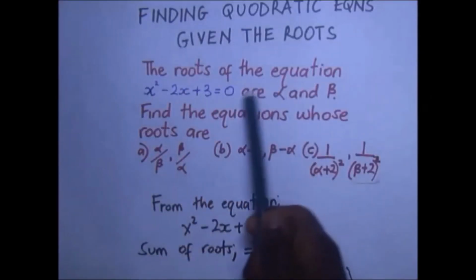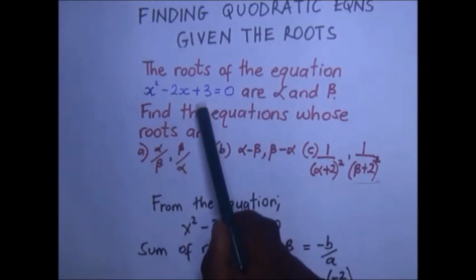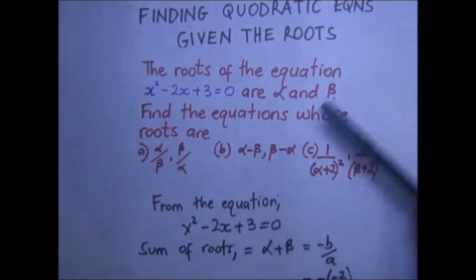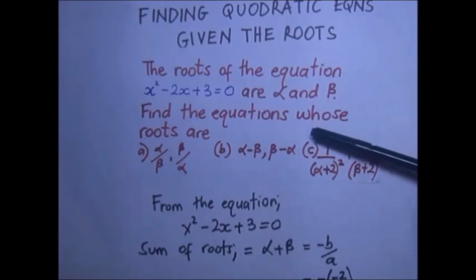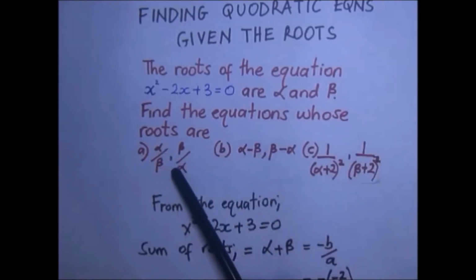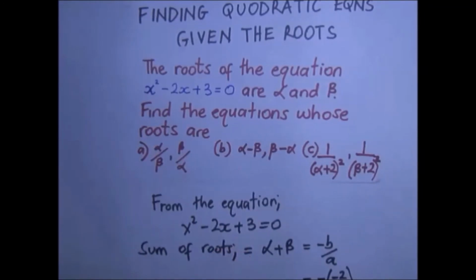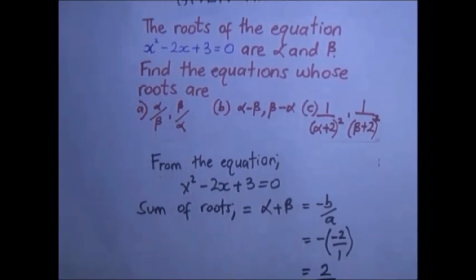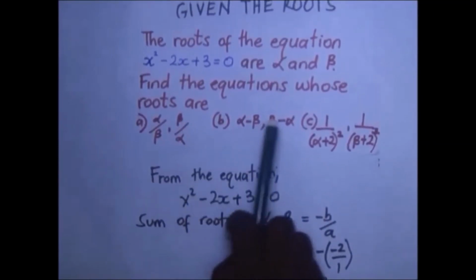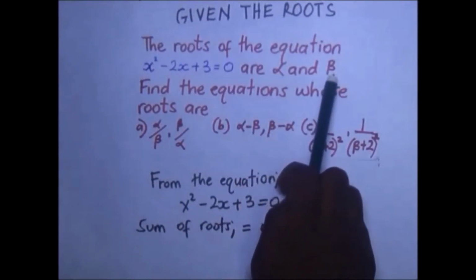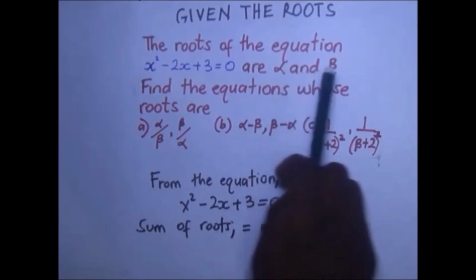The roots of the equation x squared minus 2x plus 3 is equal to 0 are alpha and beta. Find the equation whose roots are alpha over beta, comma, beta over alpha. So now from the equation x squared minus 2x plus 3 is equal to 0, we've been told that the roots are alpha and beta. So the sum of the roots is alpha plus beta, the product is alpha beta.